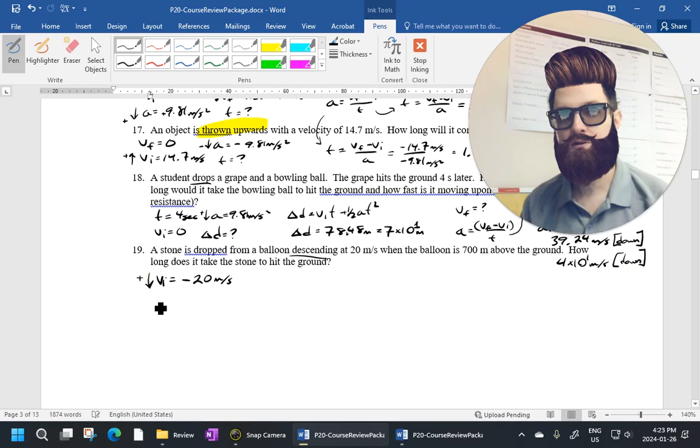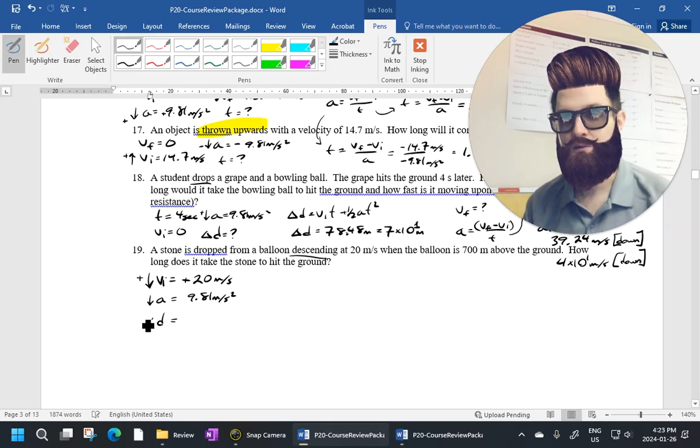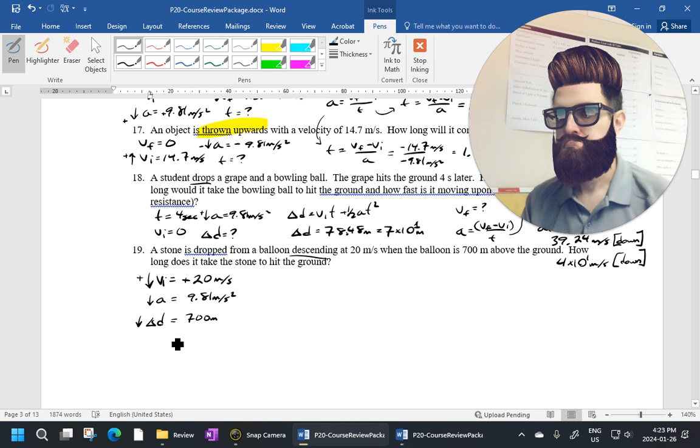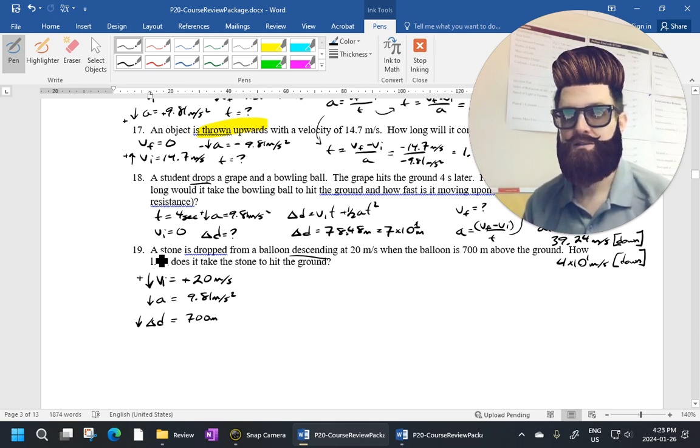Okay, so let's go and go down. Acceleration is also down. So I don't have to put a negative there. I can just say that's positive. Okay, but that's going down. That's going down. The balloon is a certain distance above the ground, which is also going to have to go down. So 700 meters. So everything's just a positive number because everything's going down. That's nice. How long does it take to hit the ground there? So t is equal to a big question mark here.